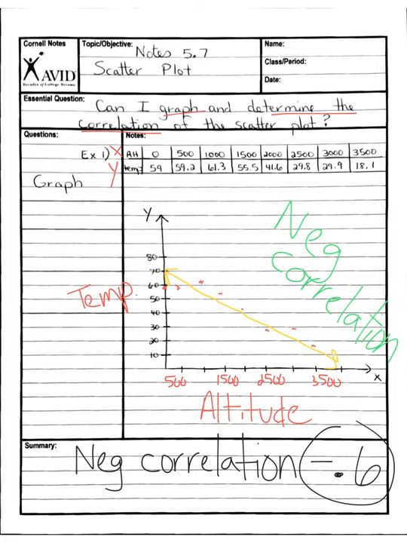So this is pretty simple. We want you to be able to graph. We want you to identify, is it positive, negative, or no correlation? And we want you to draw that trend line and then try to come up with the value. Take a guess at what the value of that correlation would be. That's it.